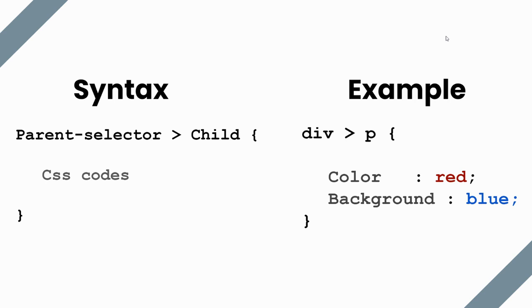So also we have some basic codes, the color giving the value of red and background of blue. So we'll be seeing all this later on VS Code.